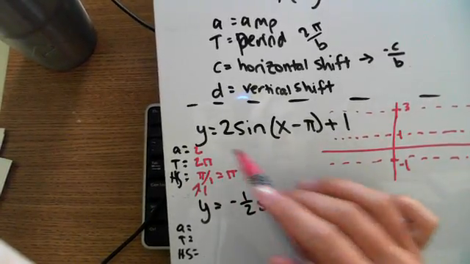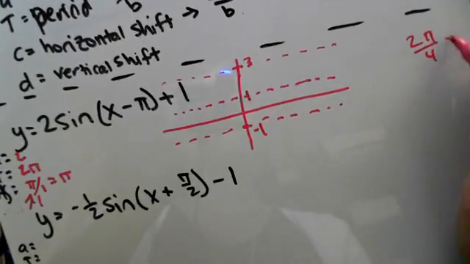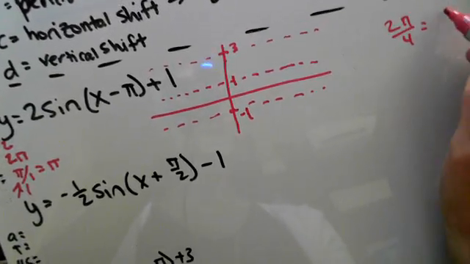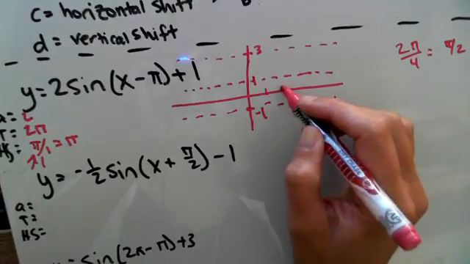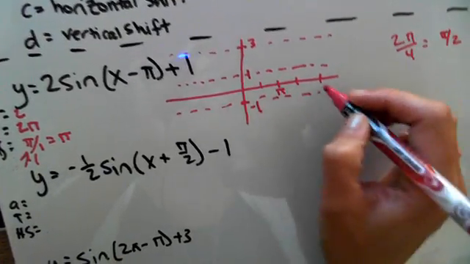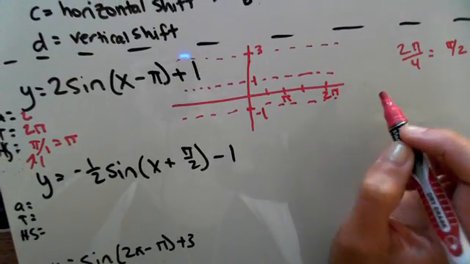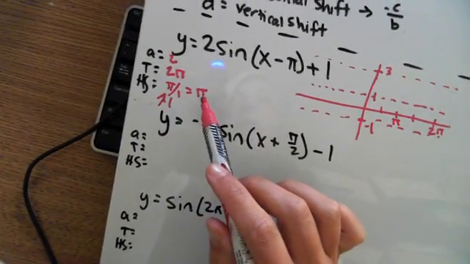Let me back up a little bit. Because my period is 2 pi, that means 2 pi over 4. We are going to have intervals of pi over 2 units. So as you can see up here, each tick mark is going to be pi over 2. So I'm just going to label pi and 2 pi just so it doesn't get as messy. So now we're going to shift to the right pi units.